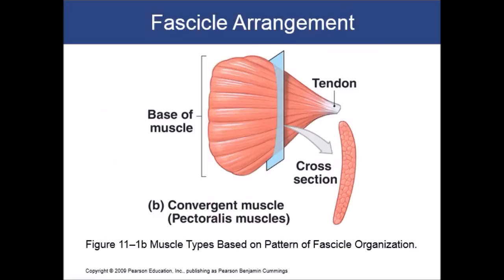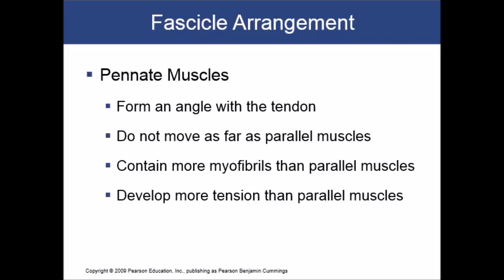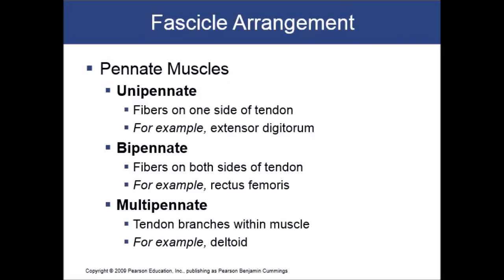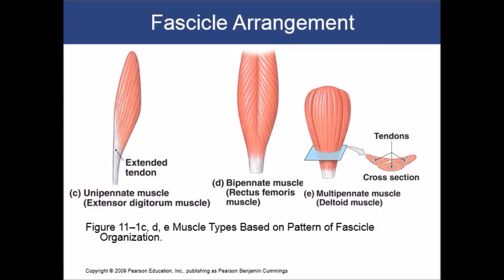The convergent is like this. This is the pectoralis muscle. This is convergent. The fibers are converging to the tendon. And the example again is pectoralis muscle. The next is pinnate, and pinnate can be uni- or bi- or multipinnate. Examples: unipinnate, extensor digitorum muscle. Bipinnate, the example is rectus femoris muscle. The multipinnate, the example is deltoid muscle.